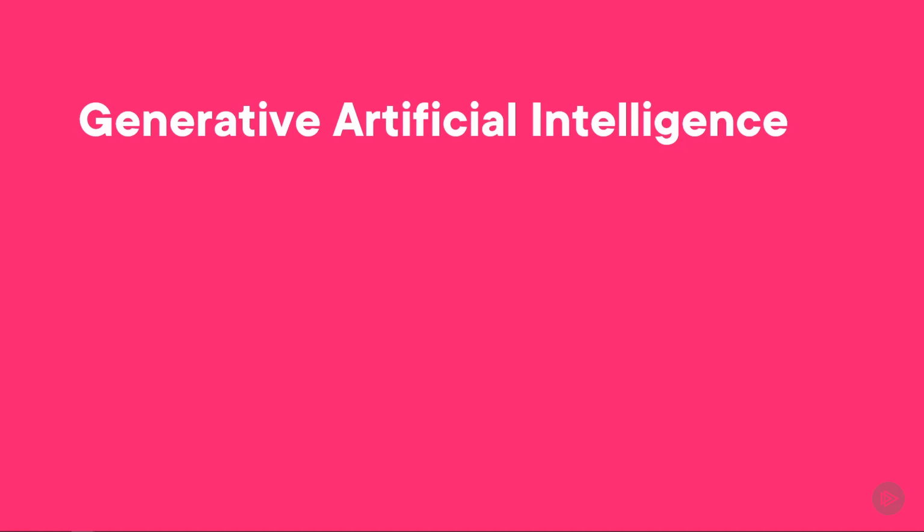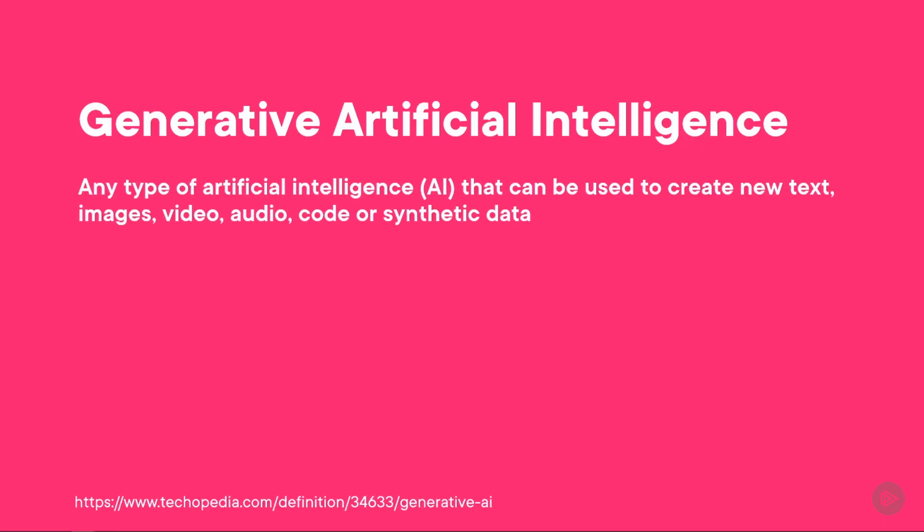Let's start with some terminology. Generative artificial intelligence, or AI. This is any type of AI that can be used to create new text, images, video, audio, code, or synthetic data. Let's see some examples.